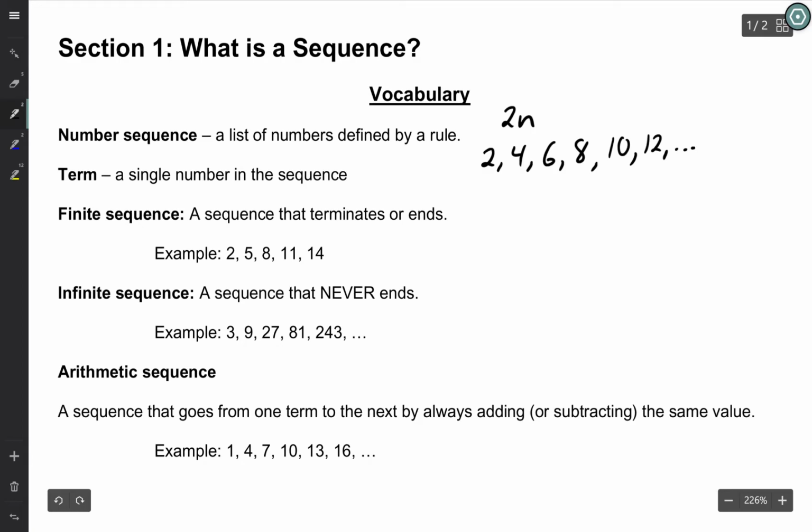So a term is a single number in the sequence. So 8 is a single term in this sequence. It's the fourth term, actually.